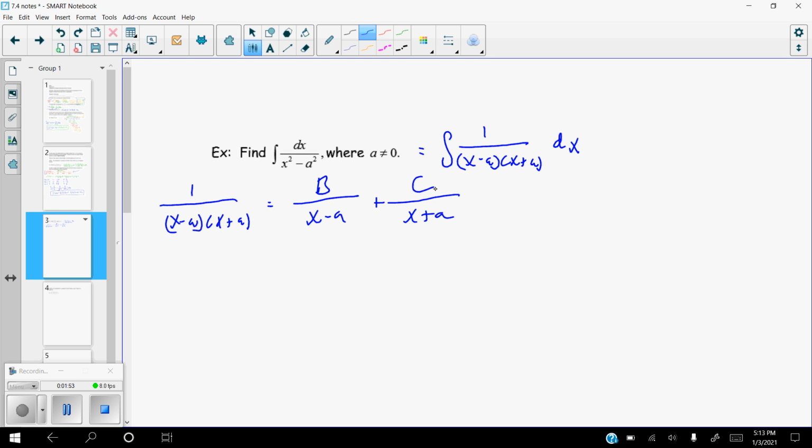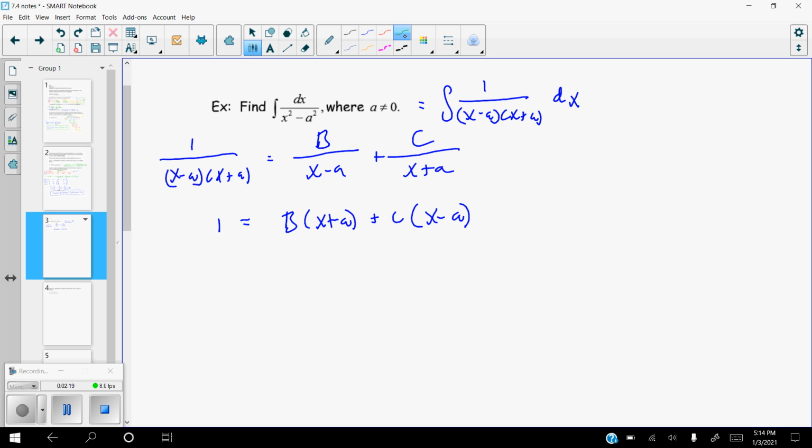So again, that numerator on the left, 1, is going to equal b times the part that it is missing, which is the x plus a, plus c multiplied by the part of the denominator that it's missing, which is the x minus a. And again, don't forget, what you're really doing there is multiplying both sides by the common denominator. This is just a quicker way to think of it. Now we can let x be convenient values that are going to get rid of one or the other, b or c.